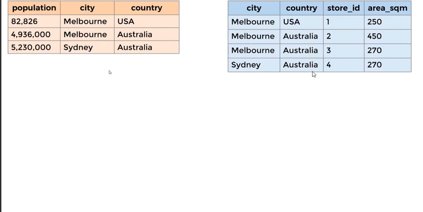Therefore, we cannot use the city attribute by itself to uniquely identify each row. So here we need to use both the city and country columns to uniquely identify each row in the cities table. Looking across at the stores table, each row is uniquely identified by the store ID column, and we have the full size of each store in square meters in the area square meter column.